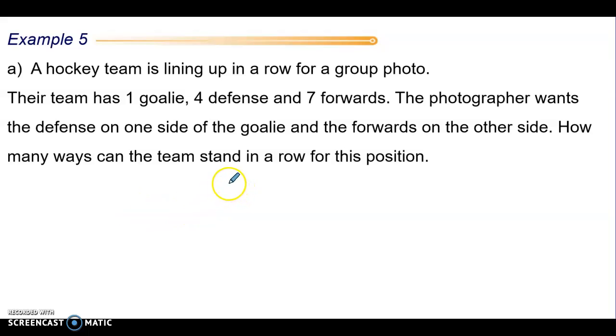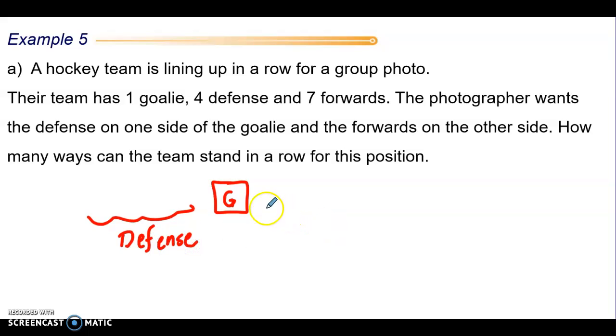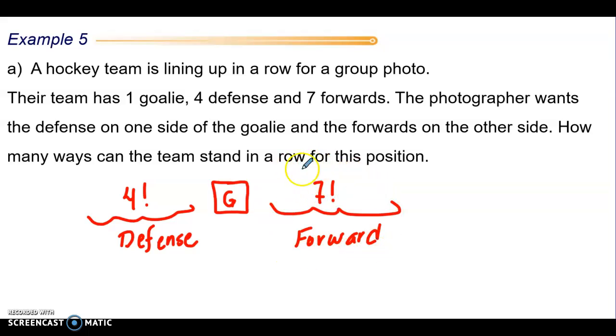So we have two things to consider. First of all, we want the goalie in the middle. We can have the defense on one side and the forwards on the other. There are 4 defense, so there are 4 factorial ways to arrange those 4 defense players. There are 7 forwards, so there are 7 factorial ways to arrange the 7 forwards. And again, there's only one way to place the goalie.